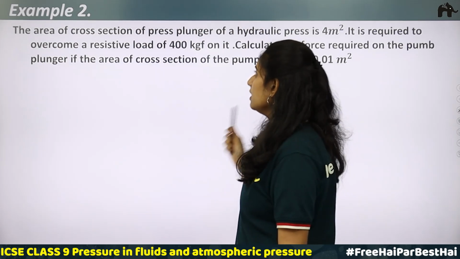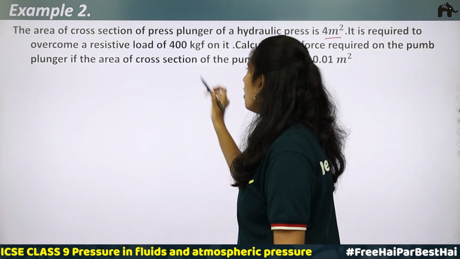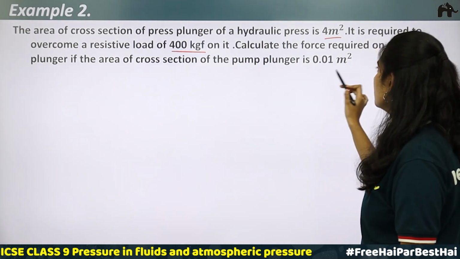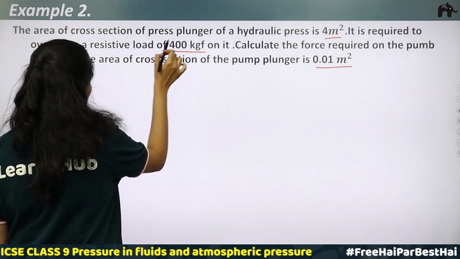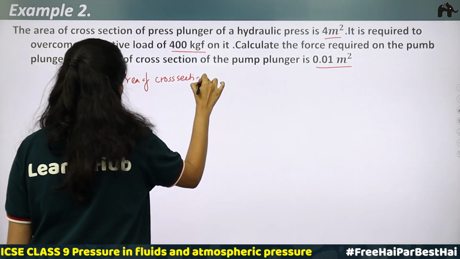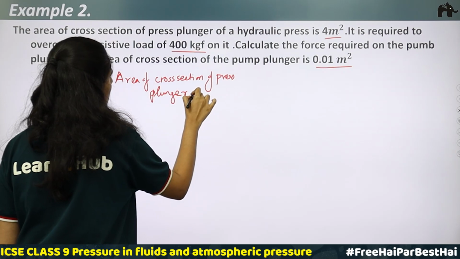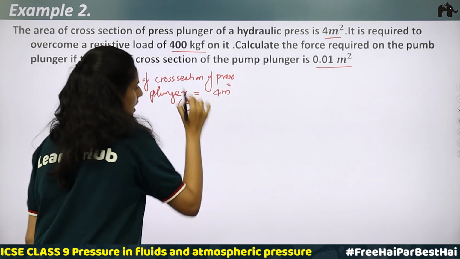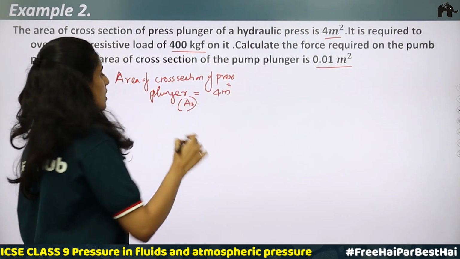Example 2. The area of cross section of a press plunger of a hydraulic press is 4 meter square. It is required to overcome a resistive load of 400 kilogram force on it. Calculate the force required on the pump plunger if the area of cross section of the pump plunger is 0.01 meter square. We have to find the force. Let's say the area of cross section of press plunger is equal to 4 meter square. We'll take this as A2.